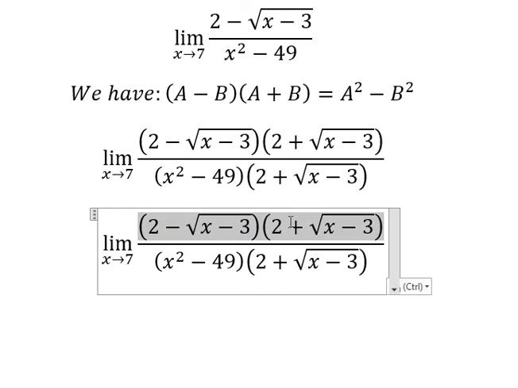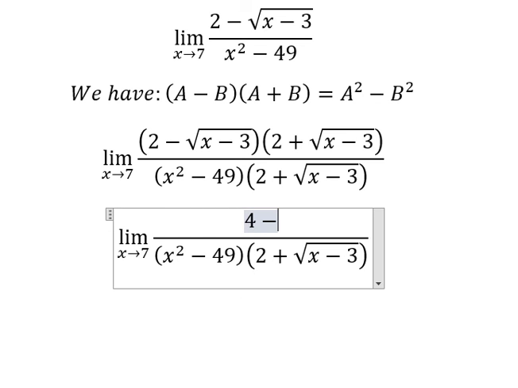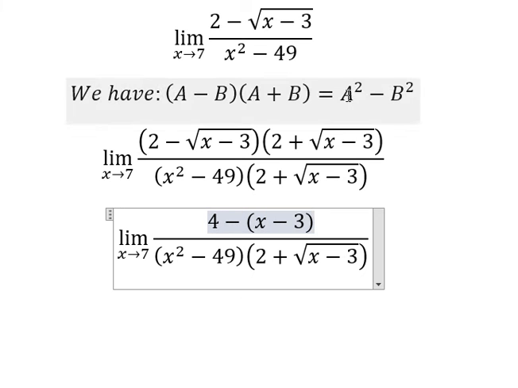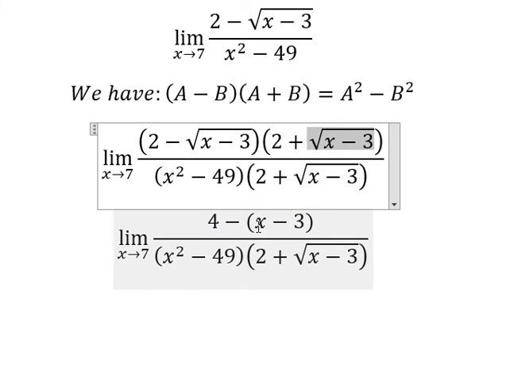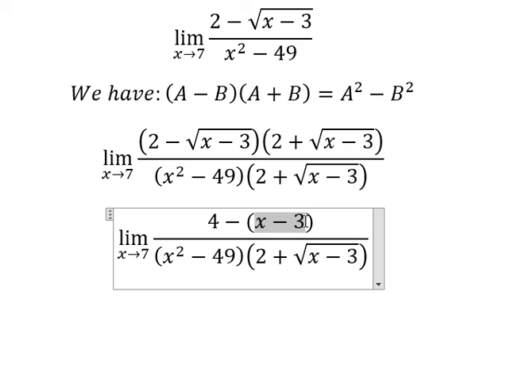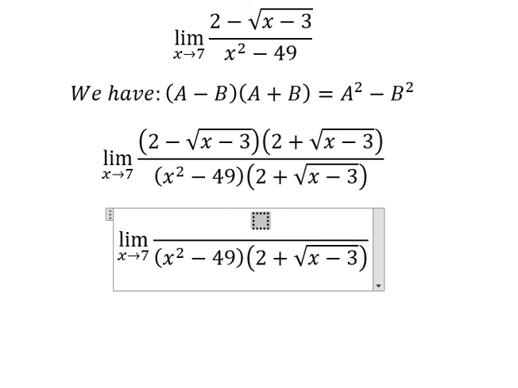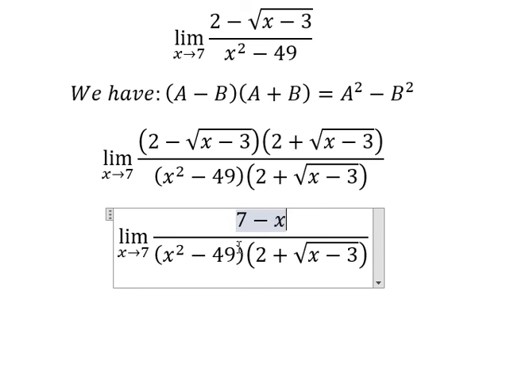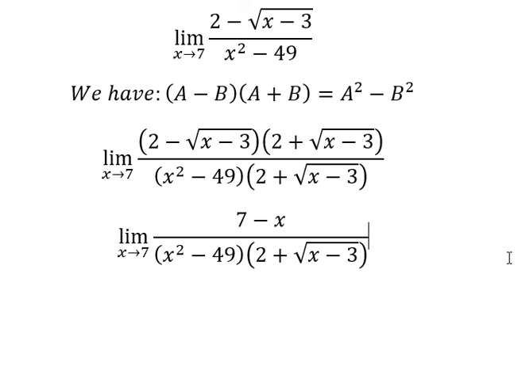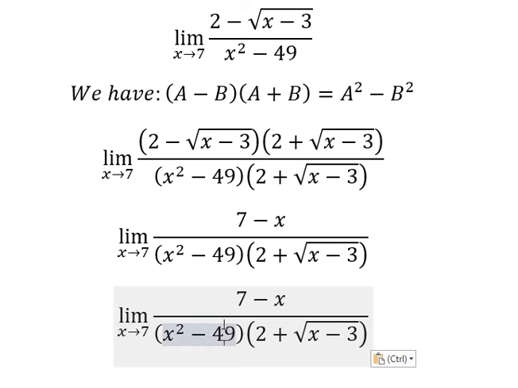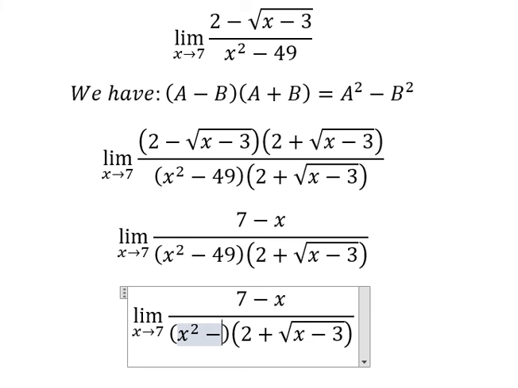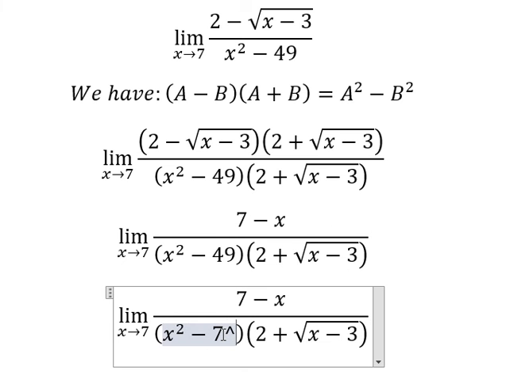So for this one, we have 4 minus (s − 3), the power 2 of the square root, and we have s − 3 in here. So 4 minus negative 3, we have positive 7. So this one, we have 49, that is about 7 to the power of 2.